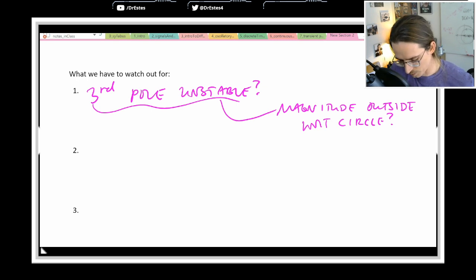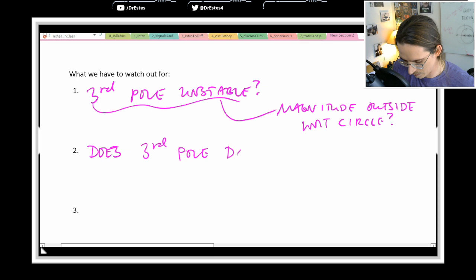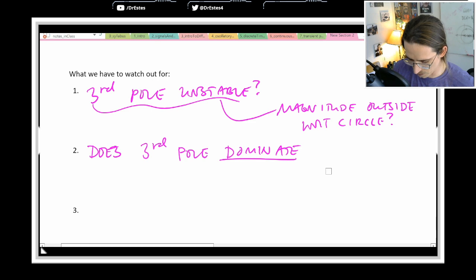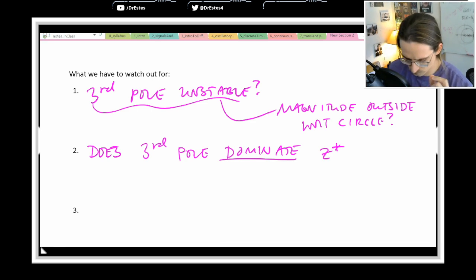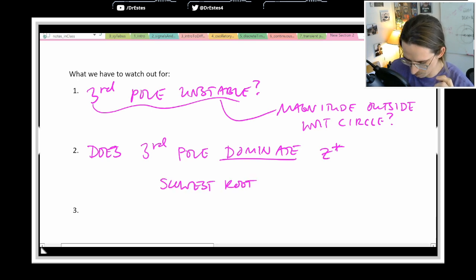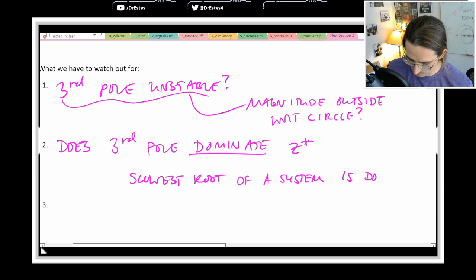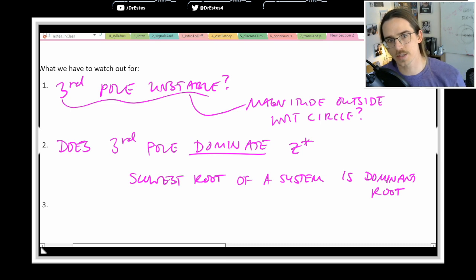Okay, another thing you have to watch out for, and we'll have to talk about this more after spring break: does the third pole dominate Z star? Dominate is a technical term in controls. I'll just give the definition. The slowest root of a system is the dominant root. We call it the dominant root because the slowest root bottlenecks the performance.